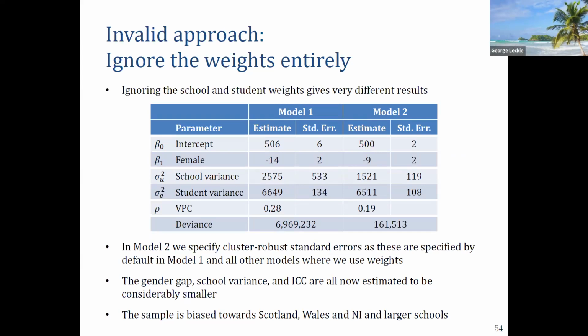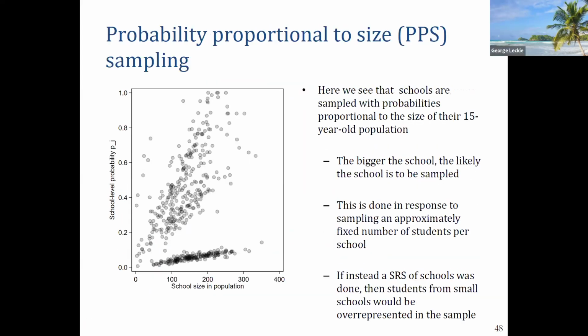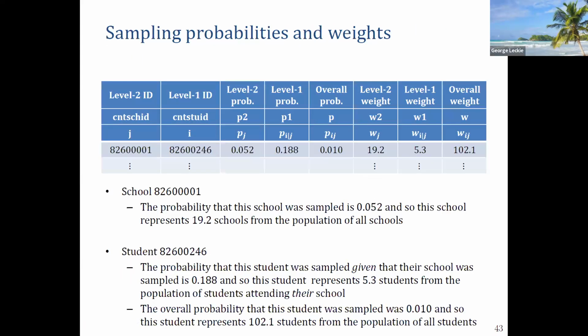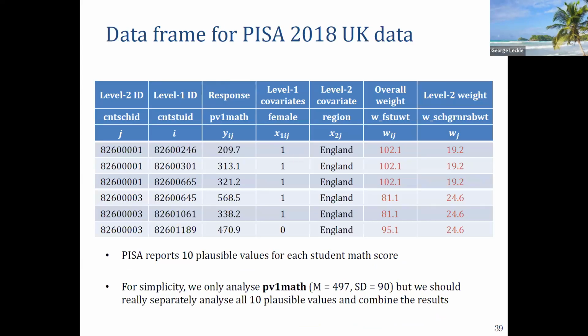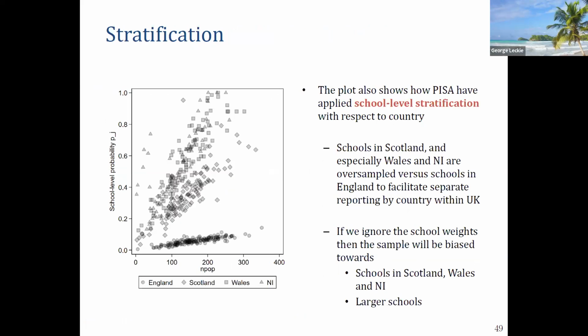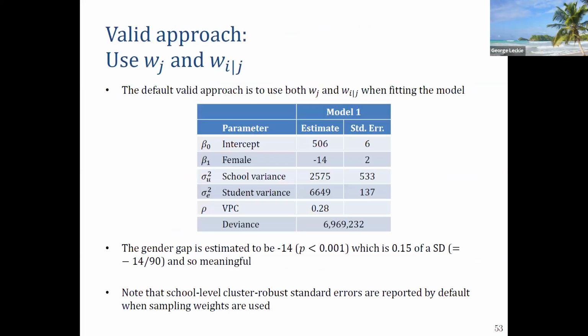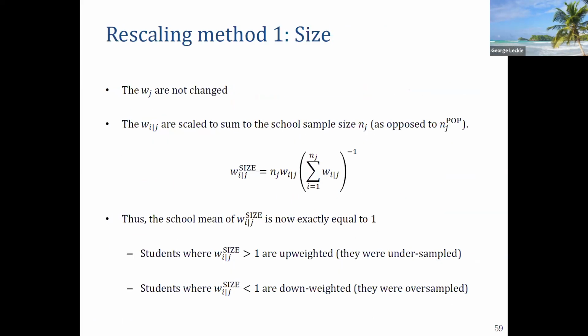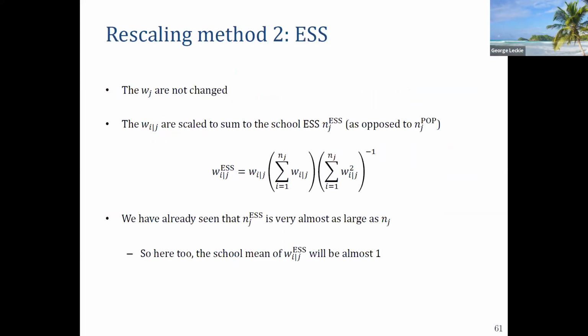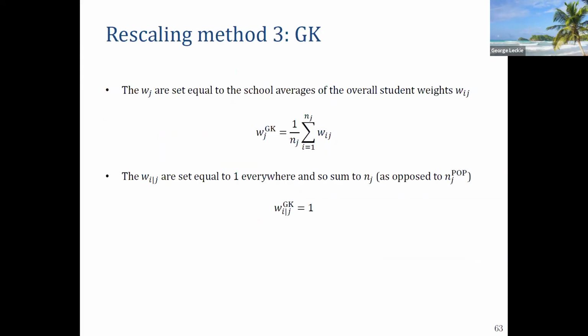You've got this default approach, which is to use the school weight provided by PISA, and then derive the student weight as this number divided by that and make a new column. But you should always then go through each of the rescaling options. In general, you want to rescale and move away from the default approach. So you want to pick one of those 3 methods: the size method, the effective sample size method, which in this application are very similar but often wouldn't be, or this GK approach.